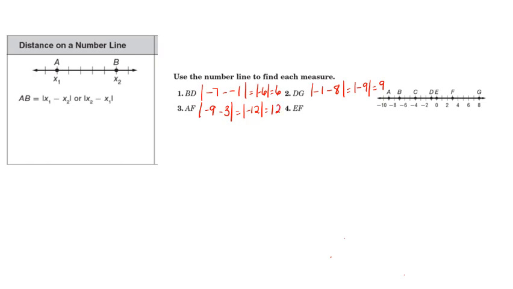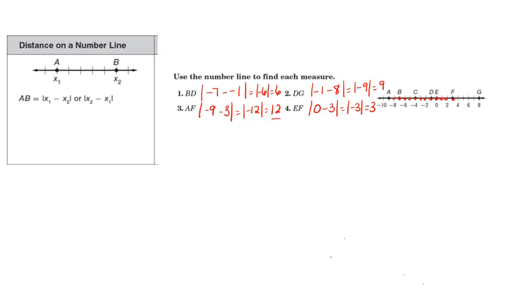If I want the distance between E and F, or how long is segment EF, E is 0, F is 3, that's going to be -3, and the absolute value is 3. Now, you can also just count. So let's go back to AF. If I count the distance between A and F, 1, 2, 3, 4, 5, 6, 7, 8, 9, 10, 11, 12. You should get 12. The answer is 12.